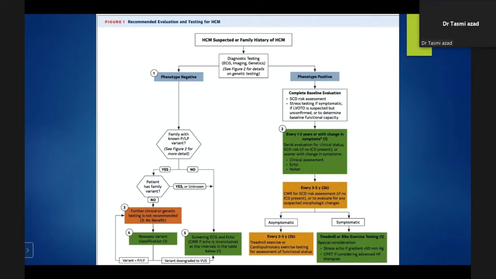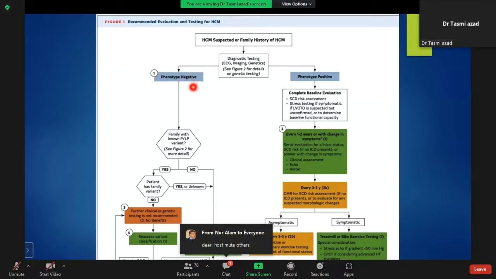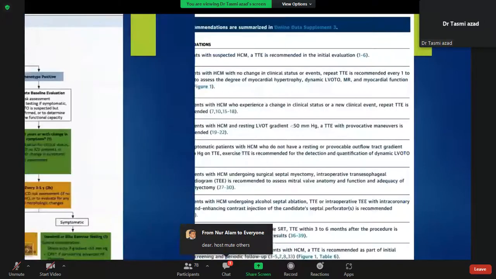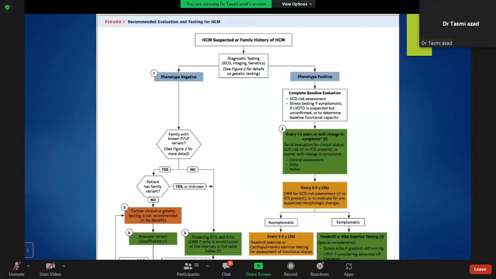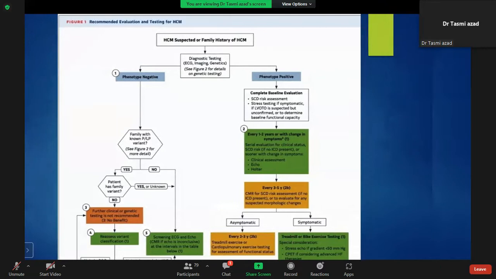In this slide, if the patient is phenotypically negative, as I'm showing with the pointer, we will go through the family history. If the family history is positive, then further clinical screening is done, and genetic testing is not recommended if the family variant is not there. But if there is a family history, then we will again screen with ECG and echo as in a phenotype-positive patient. This is the core message actually.